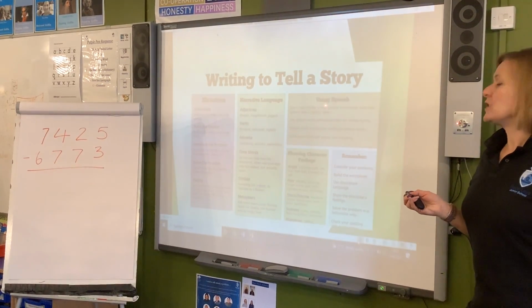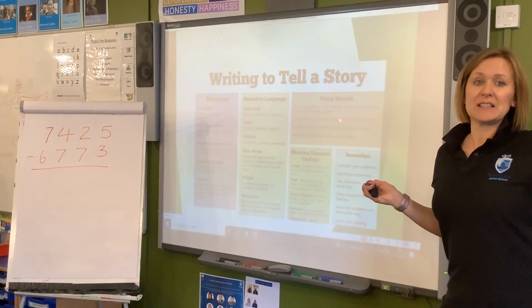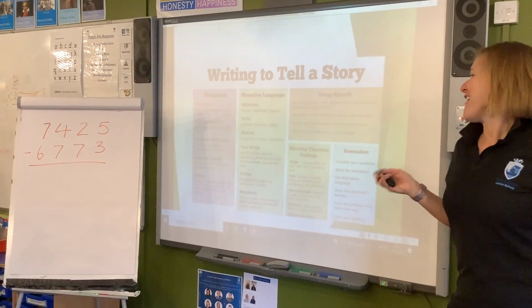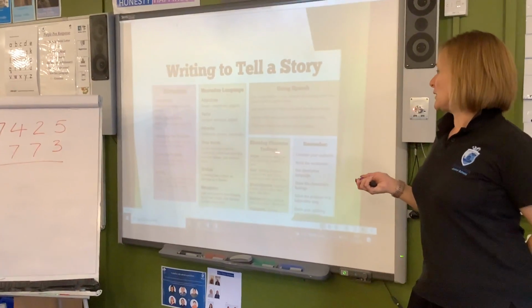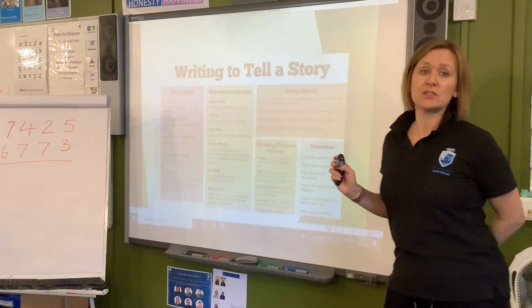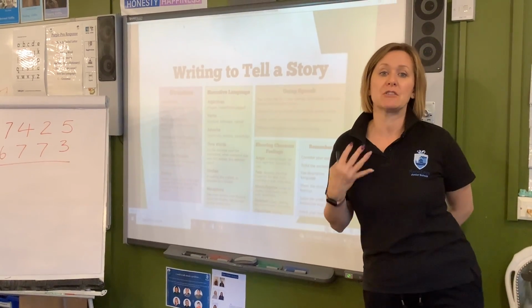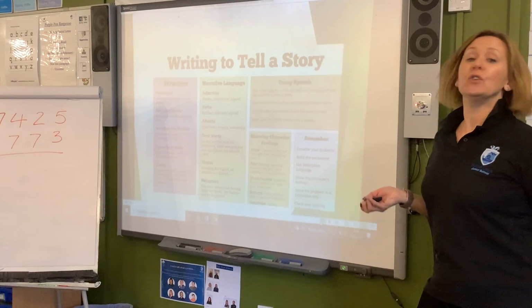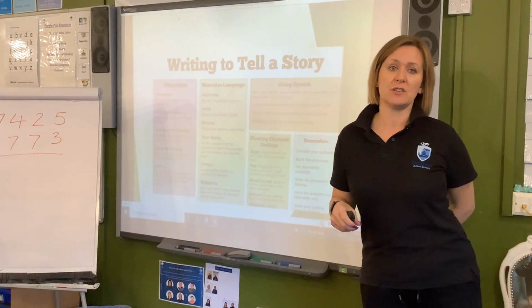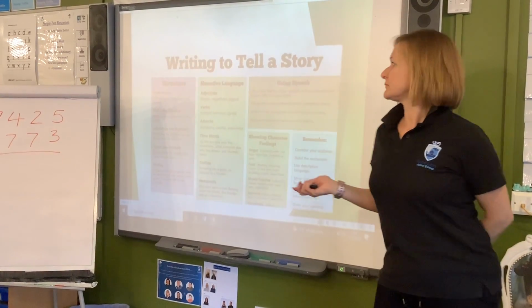We're also going to be looking at using direct speech. That's with your 66s and your 99s, however you like to call them. We're going to be looking at characters' feelings within that story. We're going to try and portray how a character feels when we're doing our story writing. And we're going to remember to consider the audience and building up the tension, the excitement.